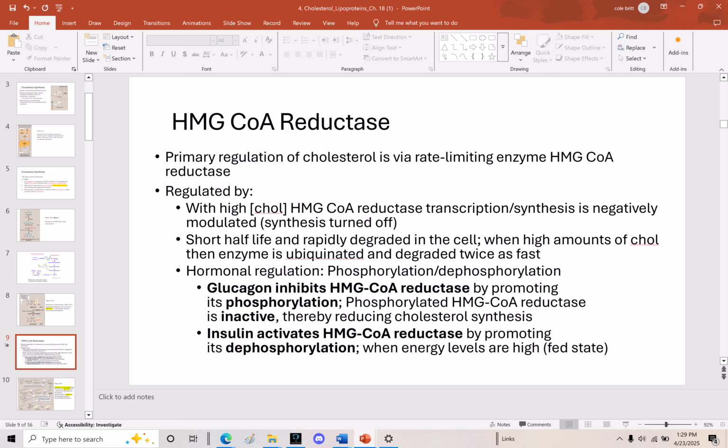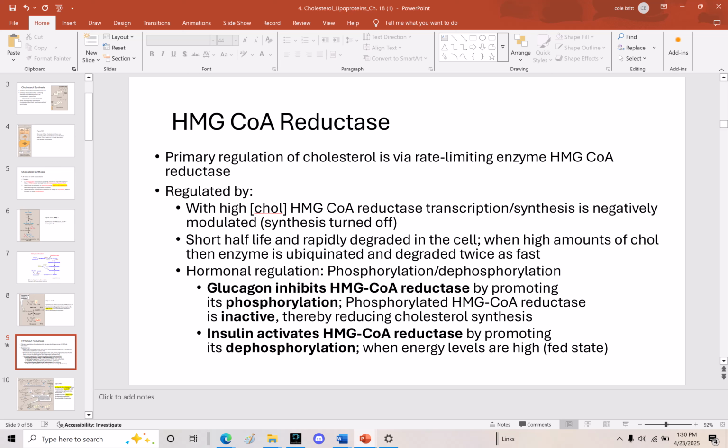Essentially, when you already have high levels of cholesterol, you don't need more. And so that's what cholesterol is going to do. It's going to feed back and stop the production of its own synthesis. How it does that is a little bit different than some of the others. So high cholesterol is actually going to turn on a pathway that is going to turn off the synthesis of this enzyme.